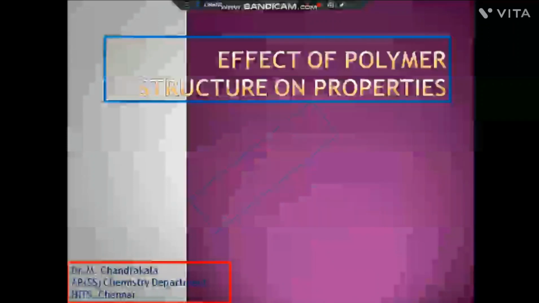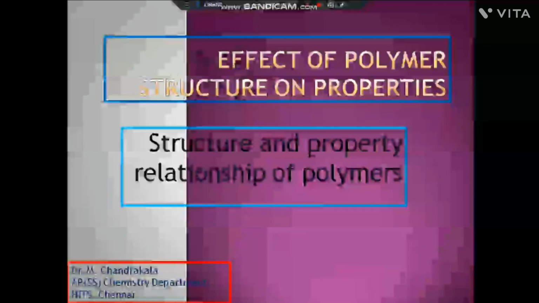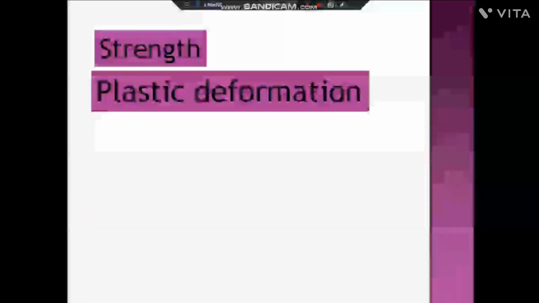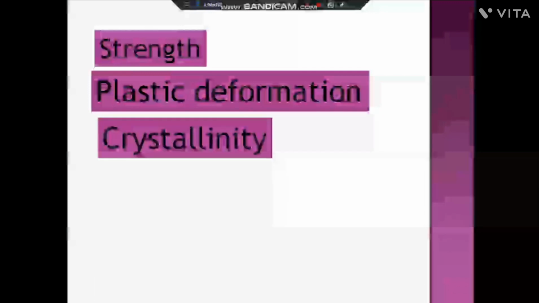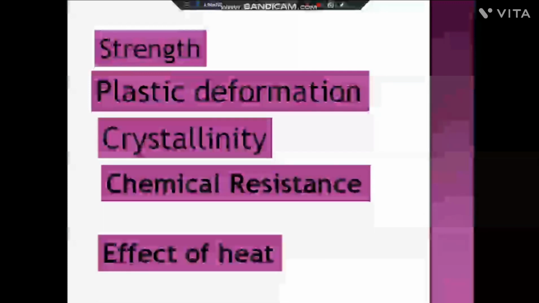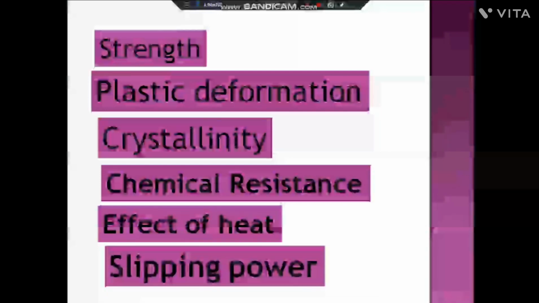Hello guys, in this video I am going to continue on the topic effect of polymer structure on properties. How are the structure and the property of a polymer related? I have discussed in my previous video about strength, plastic deformation and crystallinity. In this video I am going to discuss the properties: chemical resistance, effect of heat and then slipping power.